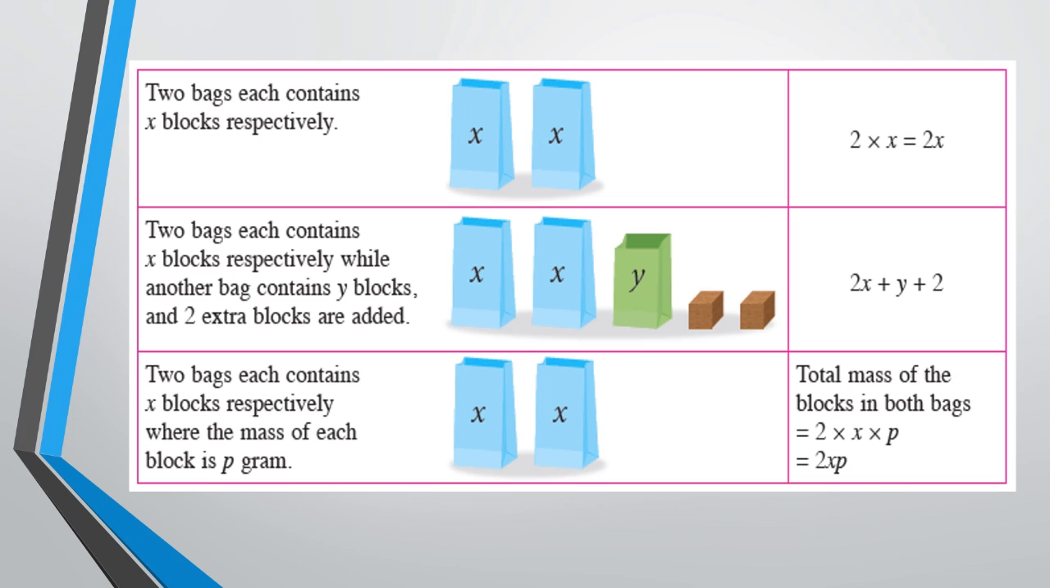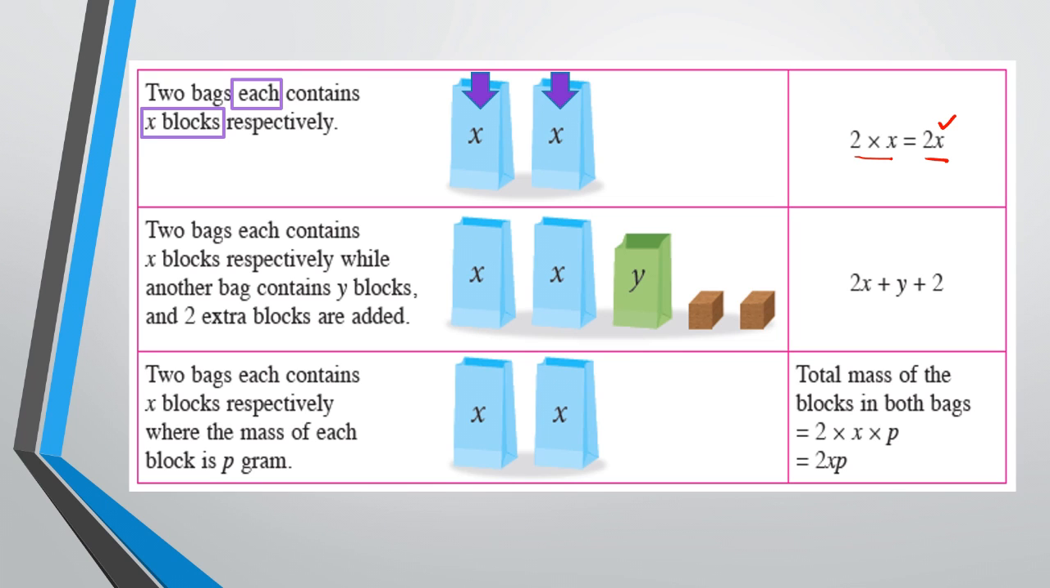Next, this one is about 2 bags, each containing X blocks. So you have 2 bags here, and in each of them you have X blocks. Alright, so there are 2 bags with X blocks, so we have 2X. We're not going to leave our answer as 2 times X, yeah? We're going to give our answer as 2X.